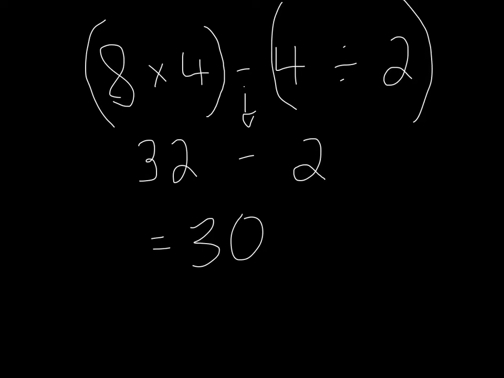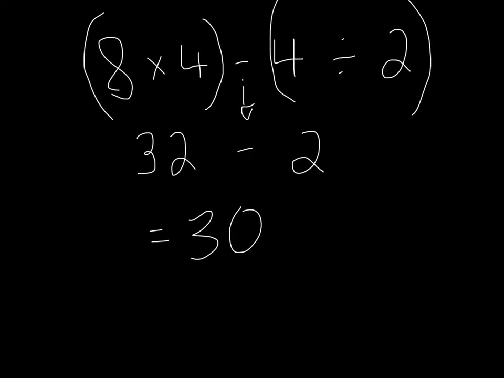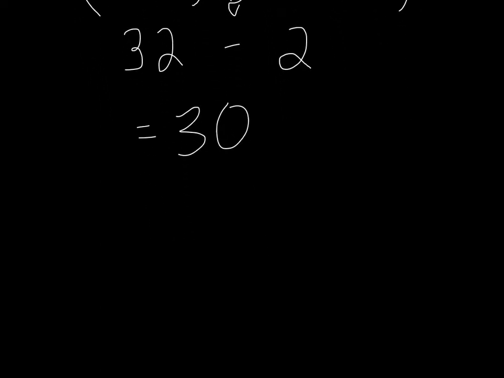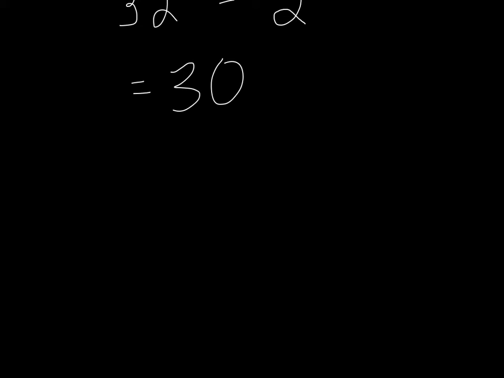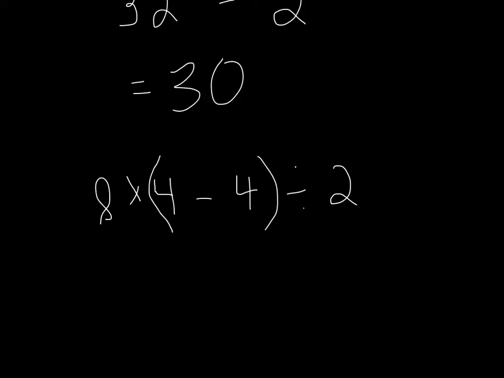Now watch how the answer changes when I put the parentheses around a different part. What's the question again? 8 times 4 minus 4 divided by 2. Let's say I decide I'm going to place the parentheses around the 4's. 4 minus 4 equals 0. So I have 8 times 0 divided by 2.